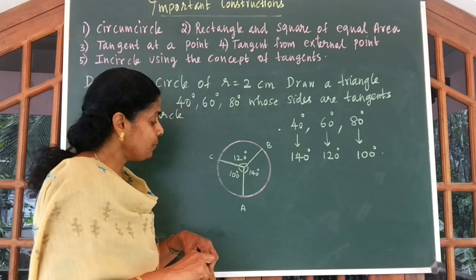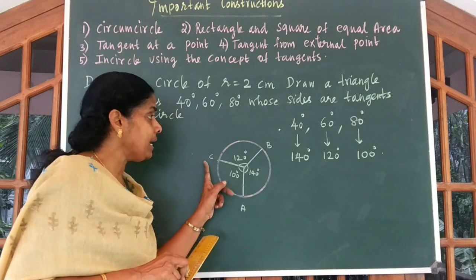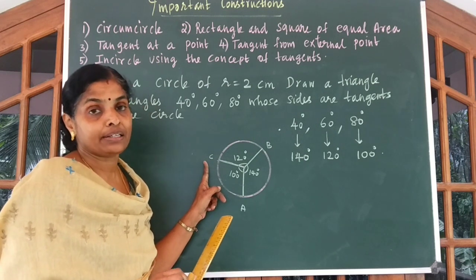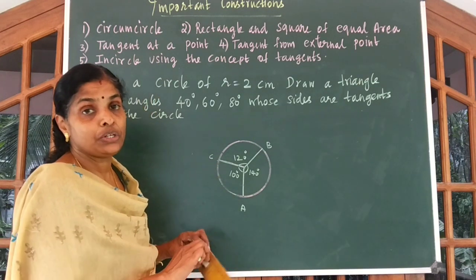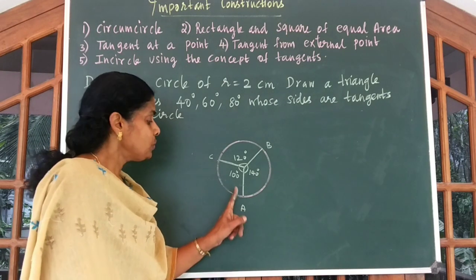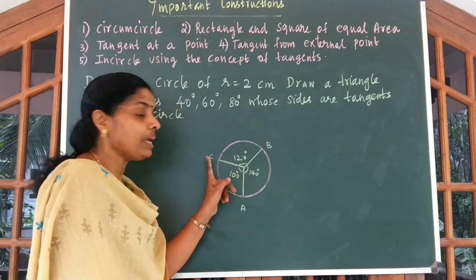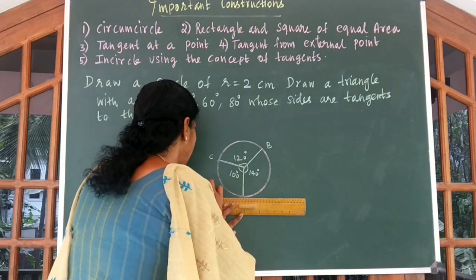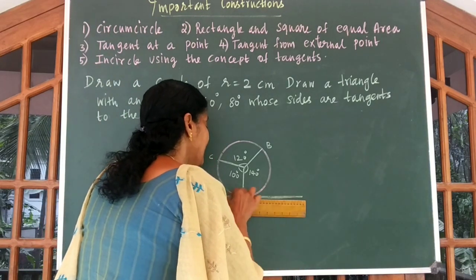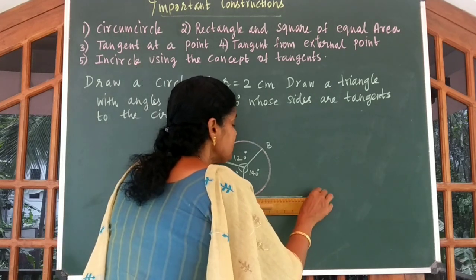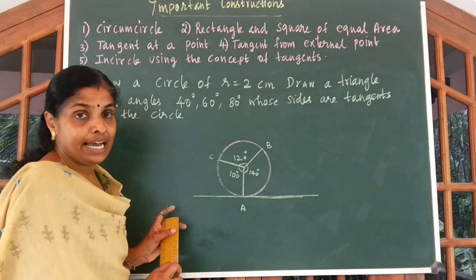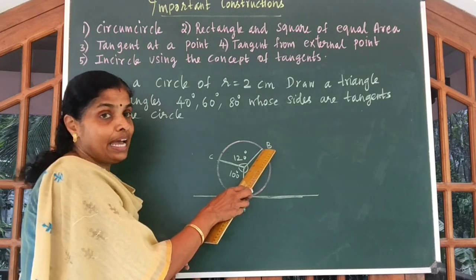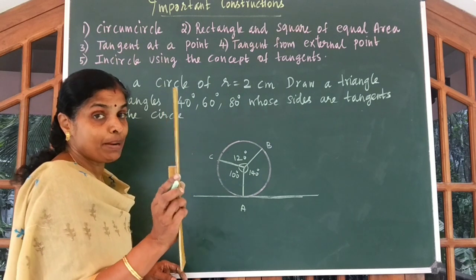Now through these points A, B and C, you have to draw tangents to the circle. Okay, now we are going to draw tangents through the points A, B and C. Okay, so let me draw a tangent through A. So this is a tangent through A. Using scale, I have drawn a tangent through A. Now draw a tangent at B. The line should be a perpendicular line.